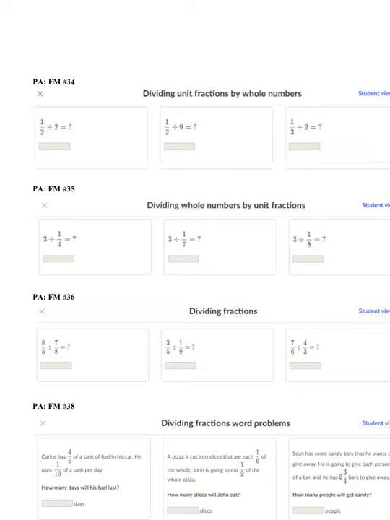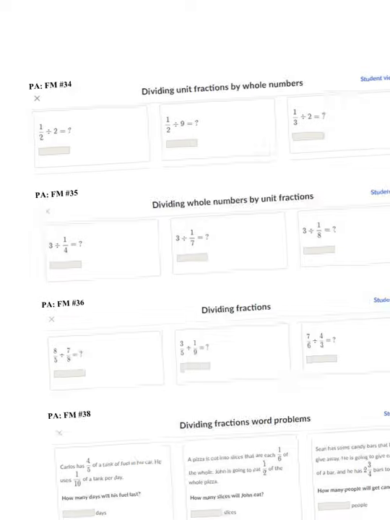Okay, guys, so it is Wednesday, and today you are going to be learning about dividing fractions. So, we've gotten pretty good at multiplying fractions. Now we got to learn about dividing fractions. We can do our practice problems.